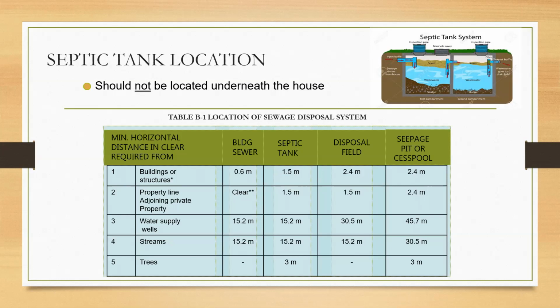Now, sabi po rito sa table, doon po sa column 4, septic tank. The location of a septic tank from buildings or structures, ito po yon, should not be less than 1.5 meters ang layo. Okay? So ito pala yung minimum. For property line adjoining private property, 1.5 din. Water supply wells, 15.2. Lalo pa dito sa water supply wells.